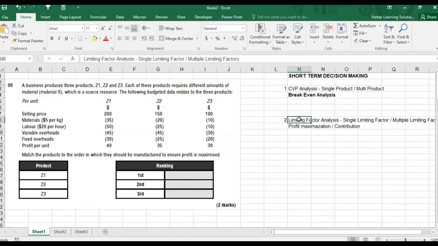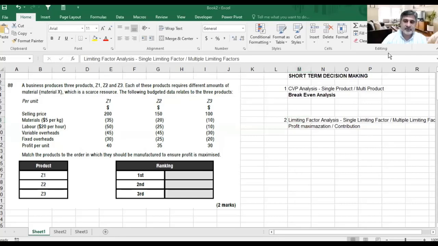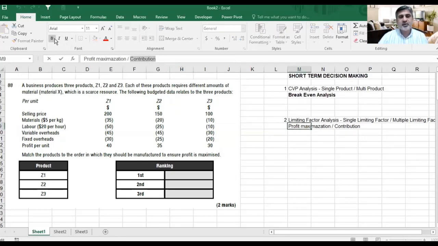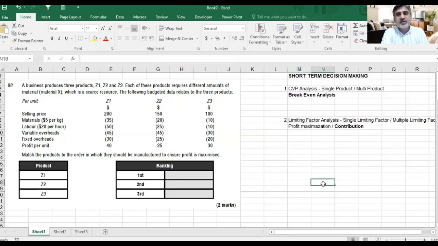Similarly, when you do limiting factor analysis, the idea is we say that the resources which are available with business, they are limited. The business does not have unlimited resources, which means that a business is always short of resources. Sometimes you are short of materials, sometimes you are limited in labor, sometimes you are limited in capital. So while using these limited resources, you need to maximize your profit or contribution. And I said that it is more about contribution maximization and not about profit maximization. Why do I say that? Because in short term, your fixed costs remain the same.